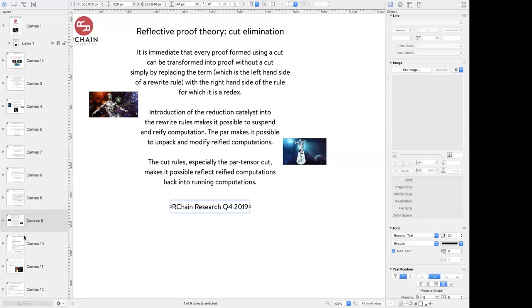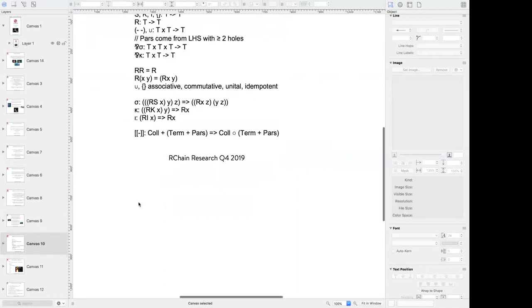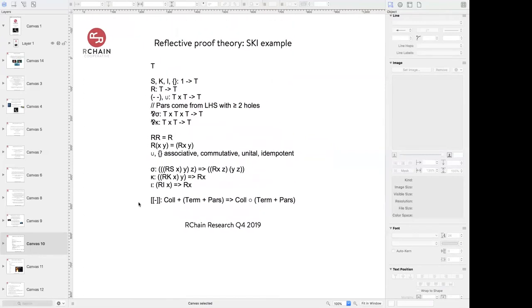But rather than be so abstract, let's show how this works in practice. SKI is a simple rewrite system that is Turing complete. We have a notion of a term. That's our sort. S, K, and I are all terms, and forming collections of terms using intensional sets or extensional sets is also a term. And then R is also a term, as we've said.